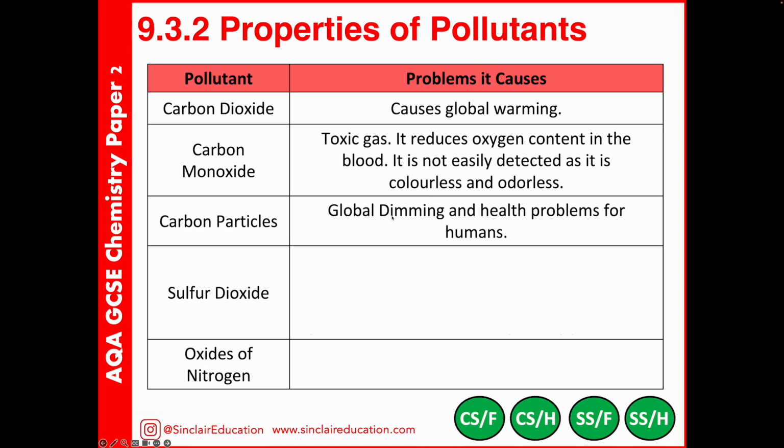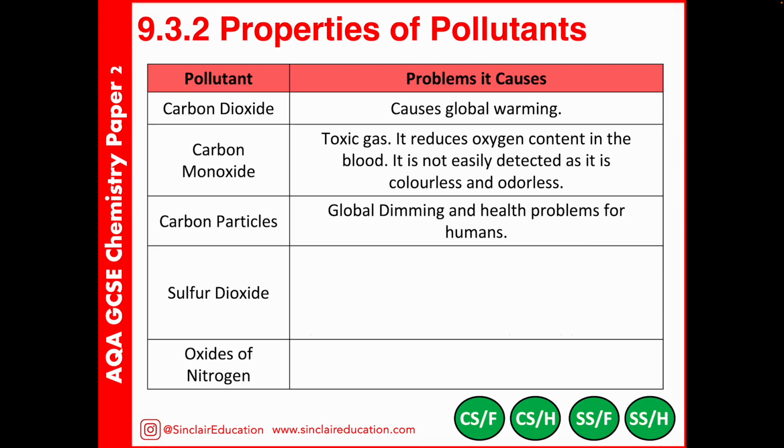Carbon particulates cause both health problems and environmental issues. So first of all, carbon particulates like soot can cause respiratory problems, and it can aggravate asthma. It also causes this issue of global dimming. This is where, with soot suspended in the air, it absorbs sunlight and reduces the amount of light getting down onto the Earth's surface.